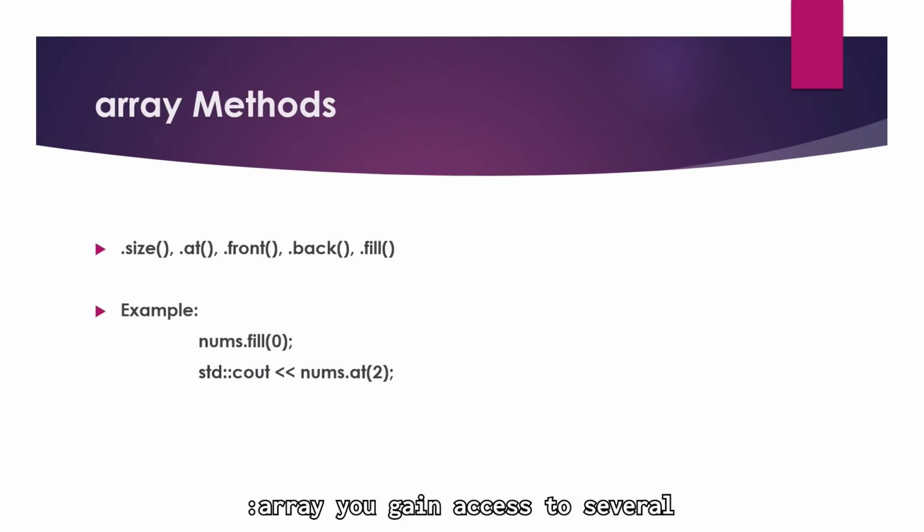With std::array, you gain access to several useful methods. For example, .size gives you the number of elements in the array, and .at provides bounds checked access to elements. The .front and .back methods allow you to access the first and last elements respectively. You can also use .fill to set all elements of the array to a specific value. For instance, you could fill an array with zeros using fill(0) and access any element using at(2), all while avoiding common array related pitfalls such as out of bounds access.